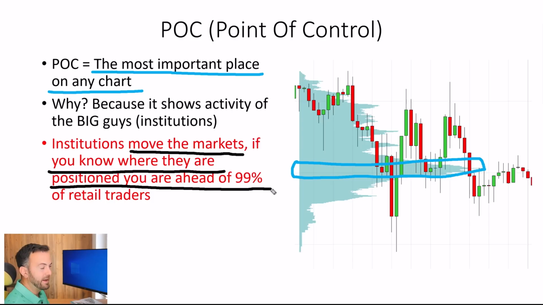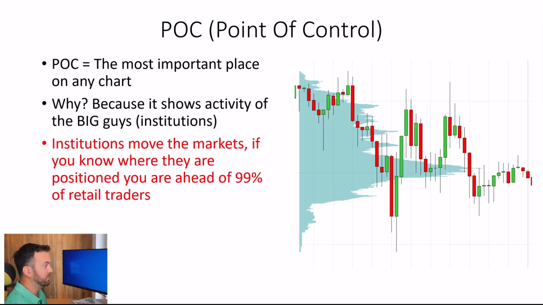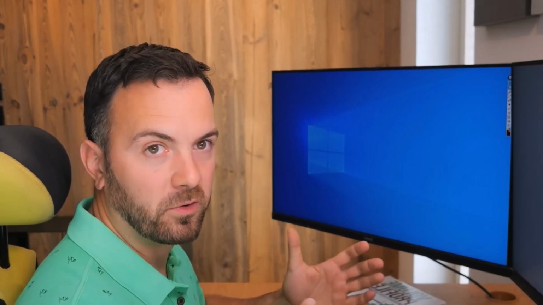So what I'm trying to say is that even if you just place the volume profile on your chart, use simple daily profiles and just look at where the point of control is, if you do just this, you'll still be ahead of most retail traders, right? Because you'll see something which they simply can't see if they don't have the volume profile. Now in this video, we focus on the point of control.